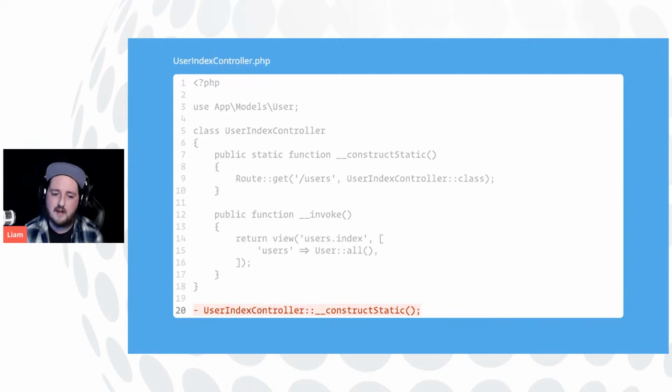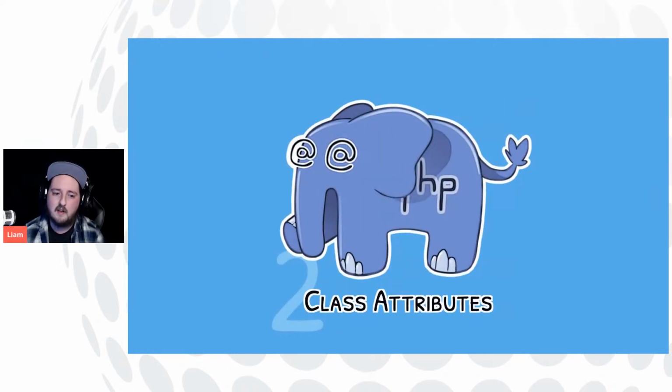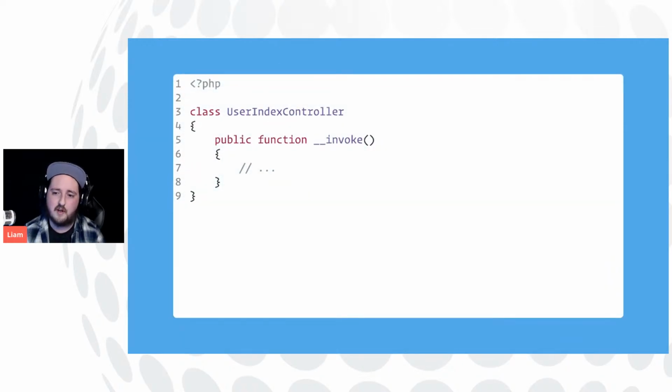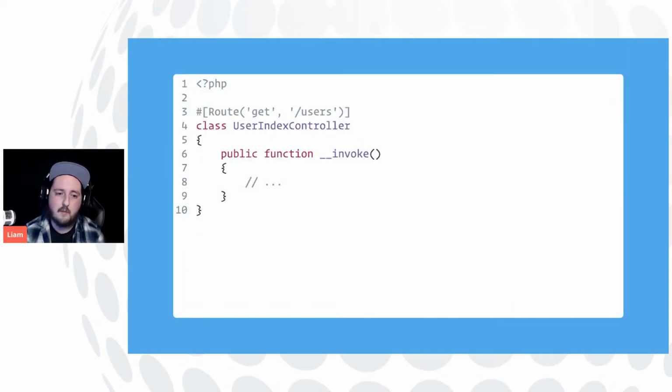I think that's a pretty great start, but let's take this a little step further again and follow on from what we've done with the static constructors and use them to enrich our application with something that's coming in PHP 8, which is coming out in a month now, I think, which is class attributes. So we've got the same controller here. We don't really care what it does, but we need to know what route maps to the controller. So here we can actually define a route attribute at the top of the class file.